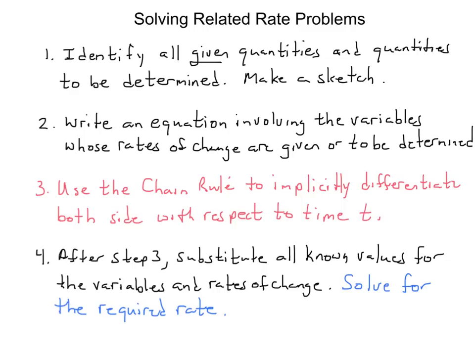time. Now, once you get finished with that, after you have that derivative, we move to step 4. You're going to substitute every known value in for the variables and rates of change. Anything that you know. Some of the rates you'll know, and you'll know enough information about the variables to be able to fill those in as well. And then once you've substituted all that in, you need to solve for that required rate, the one that they're asking you to find.